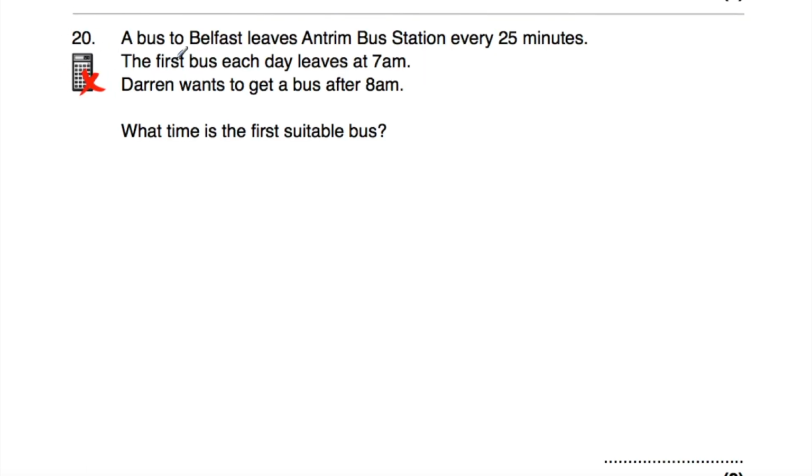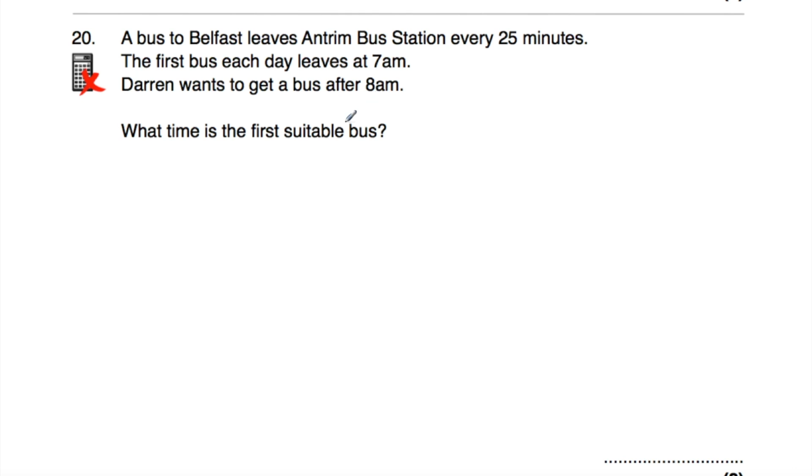Okay, so let's have a look at our next question, question number 20. Question number 20 says, a bus to Belfast leaves Antrim bus station every 25 minutes. And the first bus each day leaves at 7 a.m. Darren wants to get a bus after 8 a.m. So 7 a.m. is too early for him. And the question says, what time is the first suitable bus?